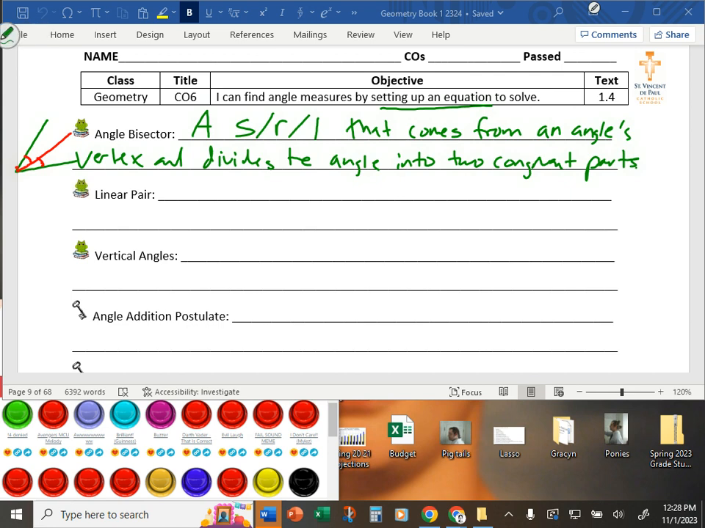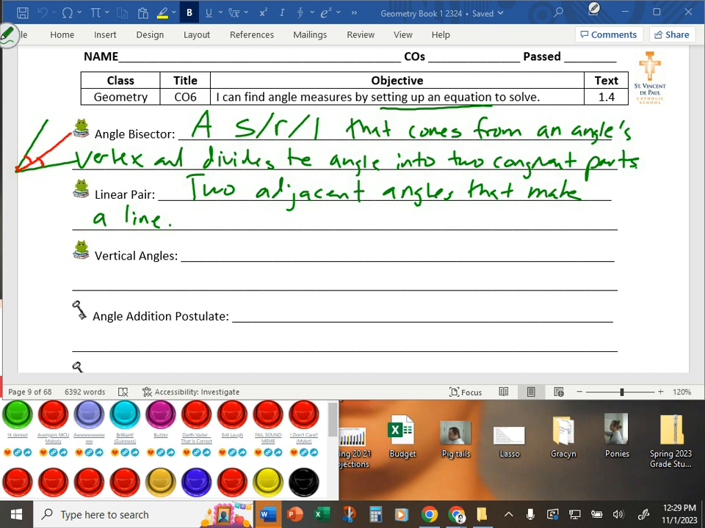Linear pair. We should know what the word linear means. It's a line, so it has to be the line. It's vocabulary. Paired lines? Nope, but you're on the right track. Two or more angles that fall on the same line. Actually, a linear pair only boils down to two. A linear pair are two adjacent angles that make a line.